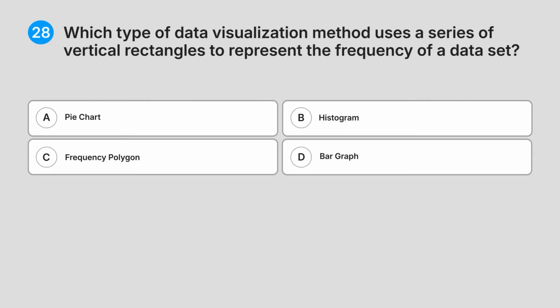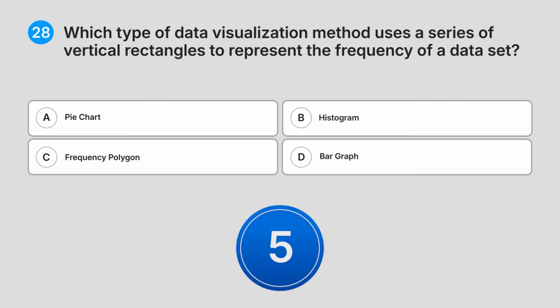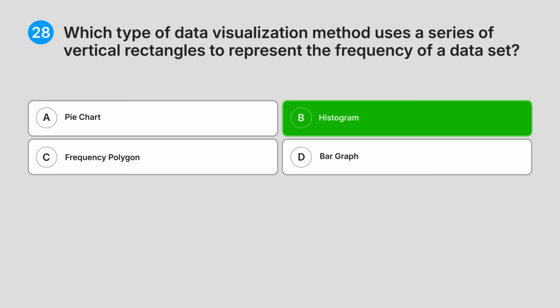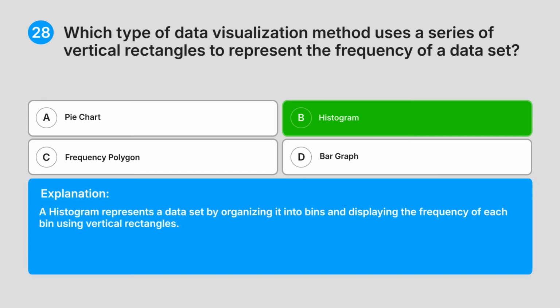B. Histogram. C. Frequency polygon. D. Bar graph. Can you guess the answer? Correct answer. B. Histogram. Explanation. A histogram represents a dataset by organizing it into bins and displaying the frequency of each bin using vertical rectangles.